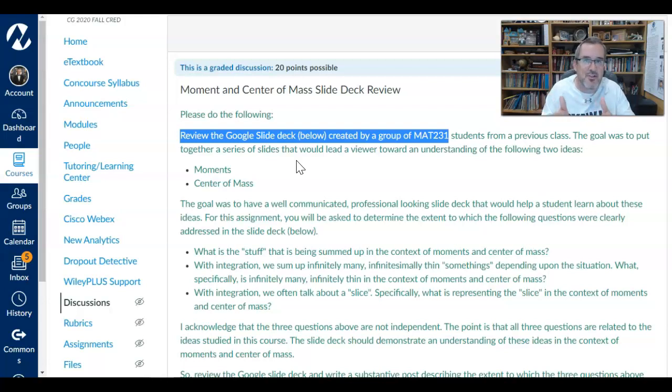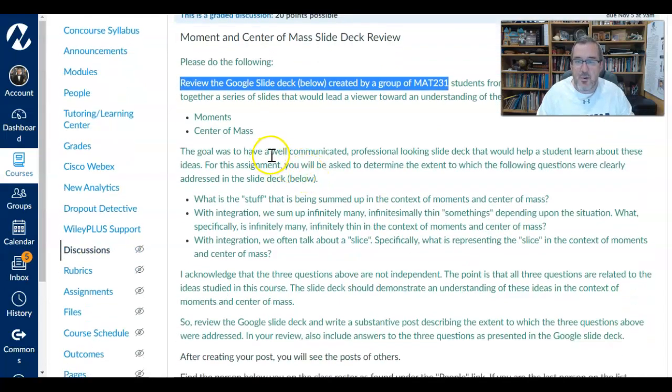You've seen how I've tried to take you through the unfolding story of the idea of, whatever, work or whatever the thing was. Now, these students were asked to do the same for the idea of moment and center of mass. So they had to do their own research and then put together a Google slide deck so that we would have a well-communicated, professional-looking slide deck, hoping that the ones I create are somewhat professional-looking, that would help a student to learn about these ideas, moments and center of mass.